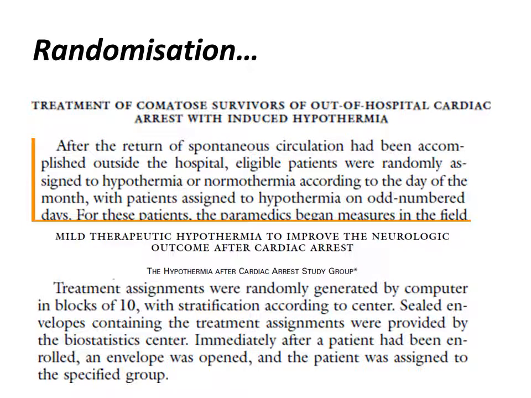So just to focus on that randomization, inadequate versus adequate randomization, these are two landmark critical care trials looking at the effect of hypothermia after cardiac arrest. If you look at just the section on randomization, which has been copied and pasted from the article, the top section says eligible patients were randomly assigned to hypothermia or normothermia according to the day of the month, with patients assigned to hypothermia on odd number days.